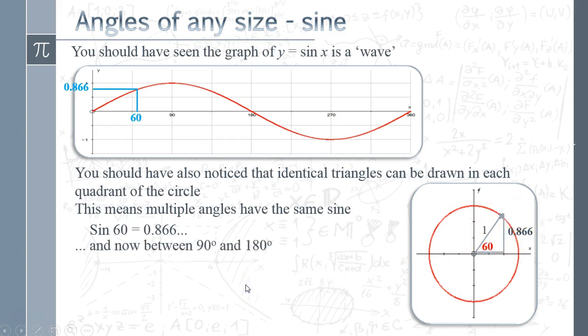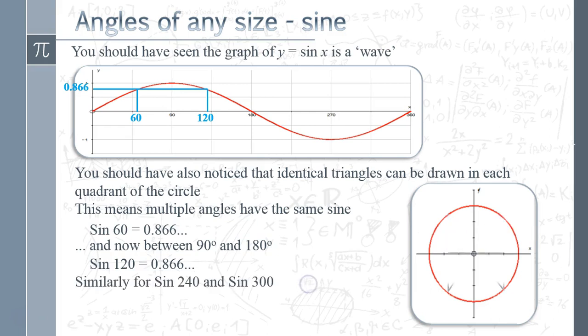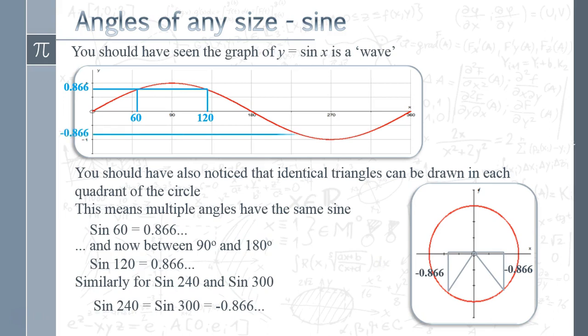And if we now look at what's going to happen in the second quadrant here between 90 and 180, you can see that happening. We know that it's going to be the same triangle over there, and so we've got sine 120, it's got exactly the same value. And exactly the same is going to happen in the negative version. So there's my two triangles again, same triangles, but now in the third and the fourth quadrants. So we know that sine 240 and sine 300 are both minus 0.866, and on the graph we can see them. There they both are.